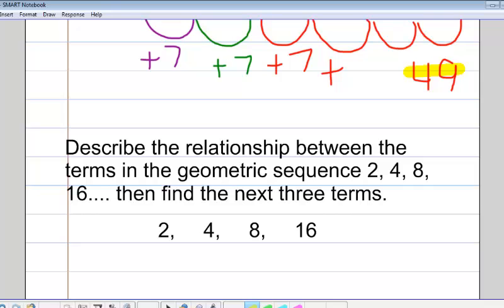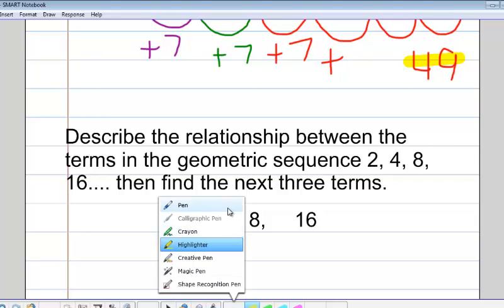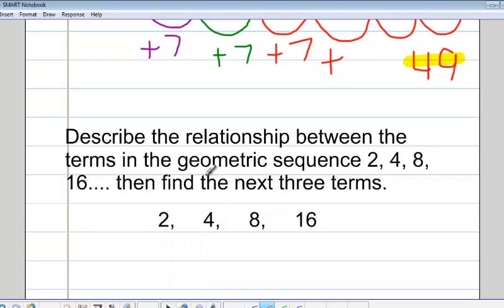Let's take a look at another example. Describe the relationship between the terms in the geometric sequence 2, 4, 8, 16. Then find the next three numbers. Very similar to what we did previously. But if you take a look at some of the wording here, we're looking at a geometric sequence. And according to the definition of a geometric sequence, it's found by multiplying the previous term by the same number. So all we need to do is figure out what number that is so we can multiply.